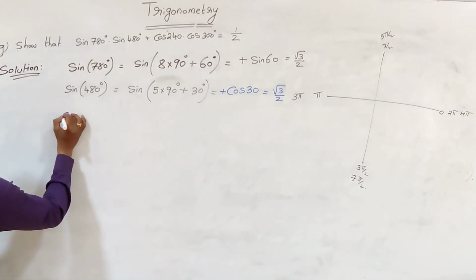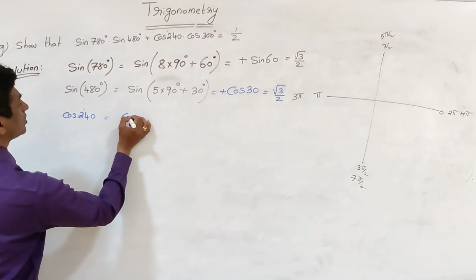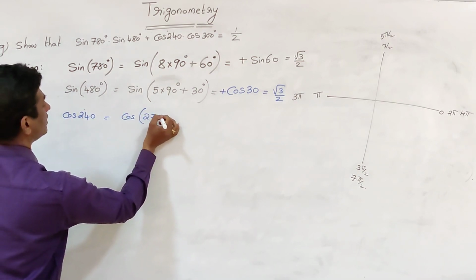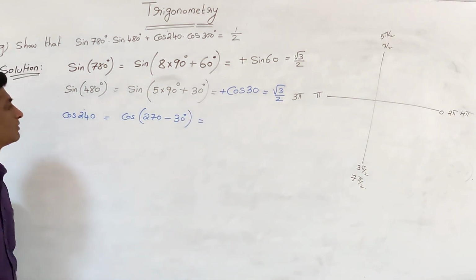Next, cos 240 degrees. That is cos of 270 minus 30 degrees. 270 minus theta.